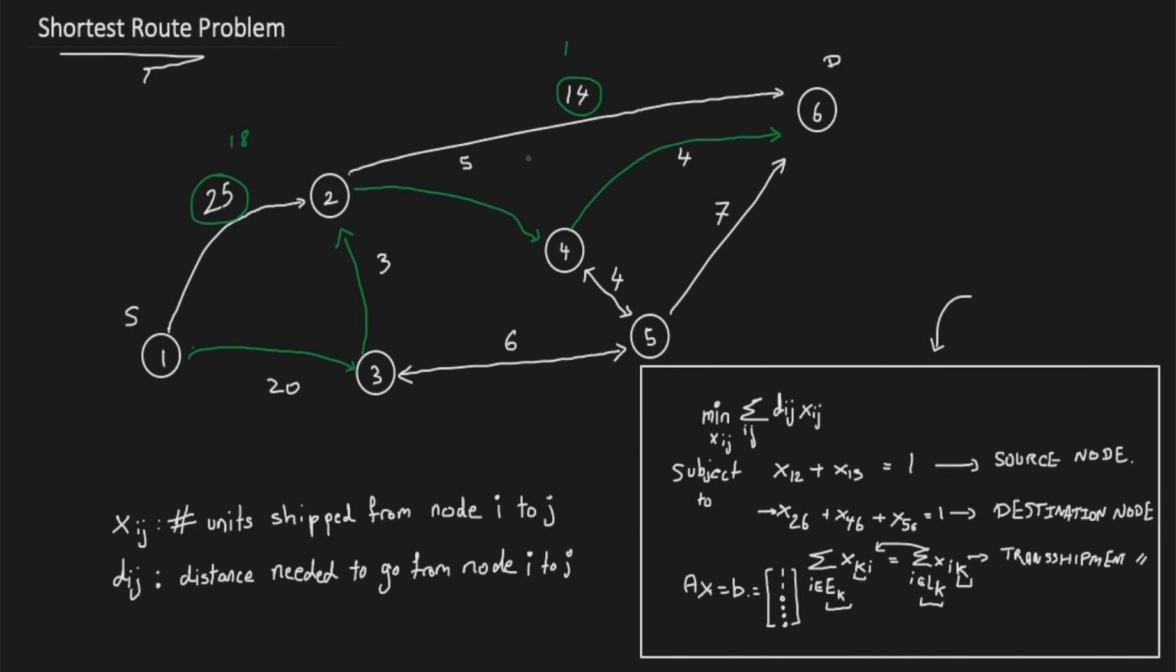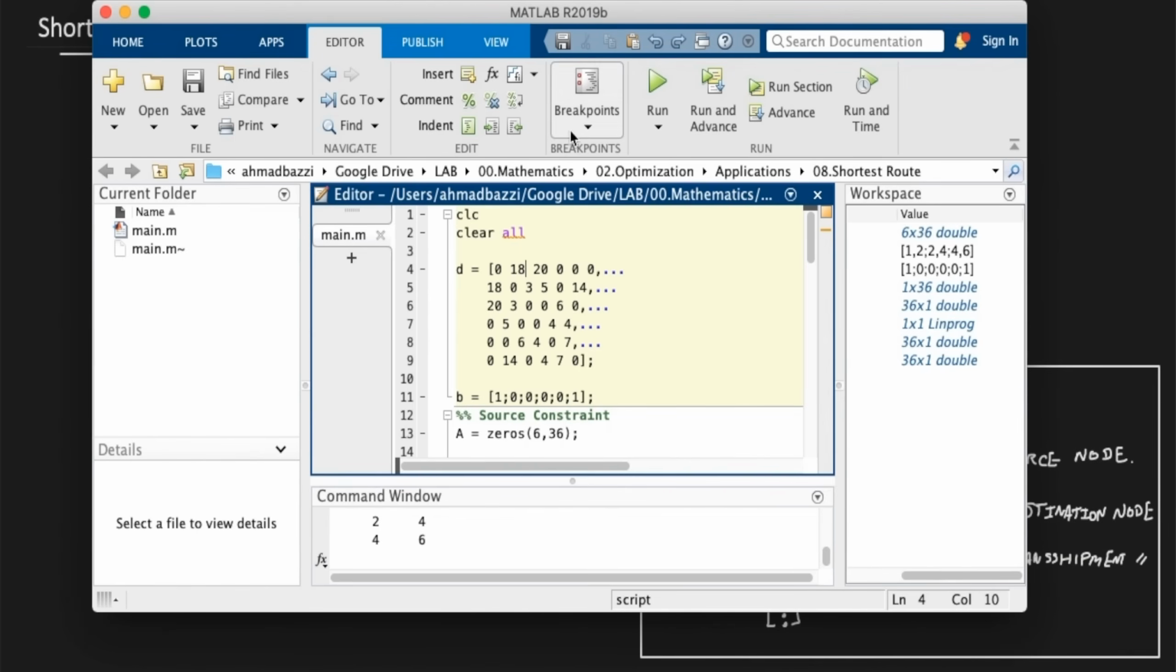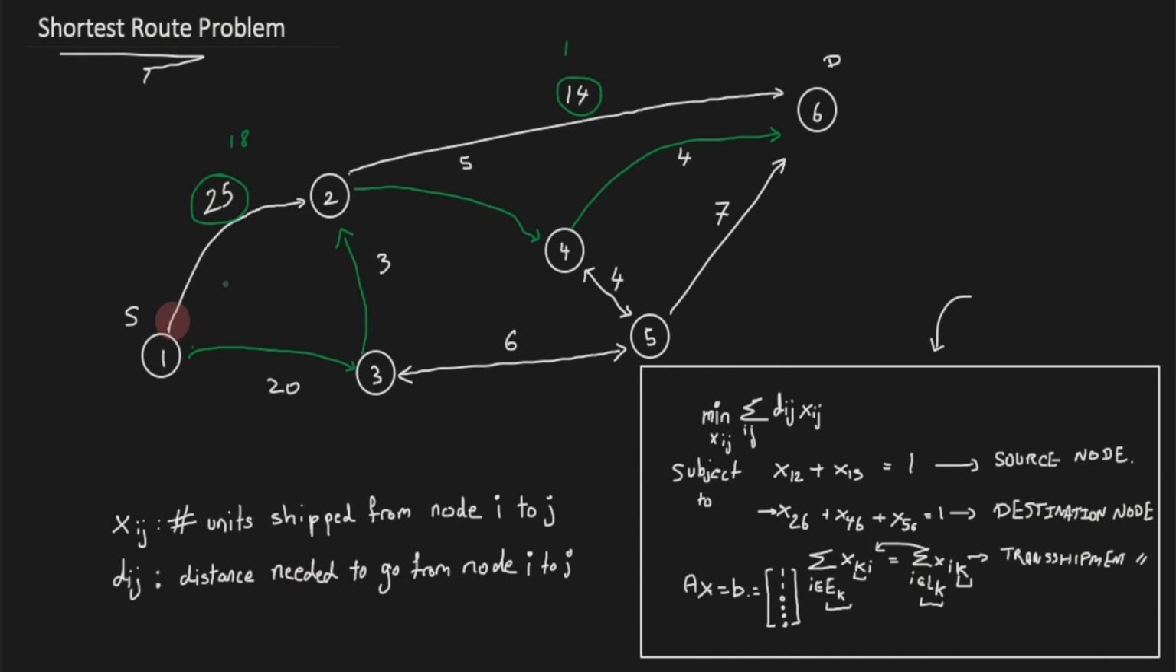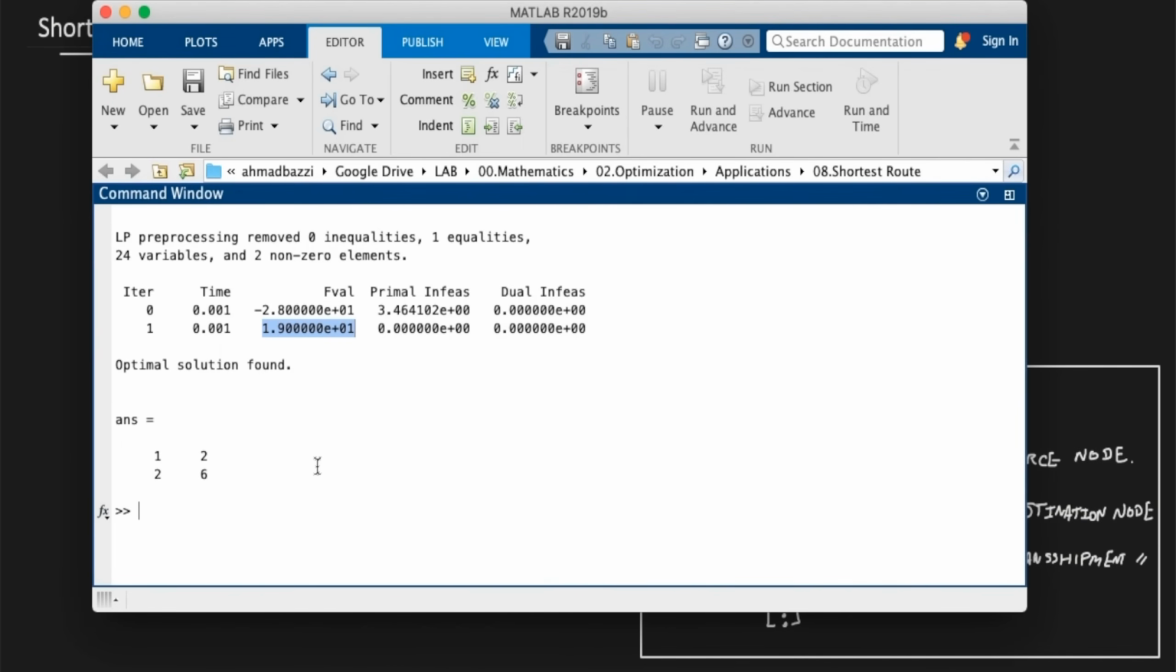Now, what if this guy is a 1? The guy over here. What is the optimal path? Well, I think it's 1, 2, 6, because 18 plus 1 is 19. I don't think there's another path that adds up to something less than 19. Let's change this 14 to 1. 1 and 1. Run. 1, 2, 6. There you go, a total cost of 19 miles, as you can see over here.